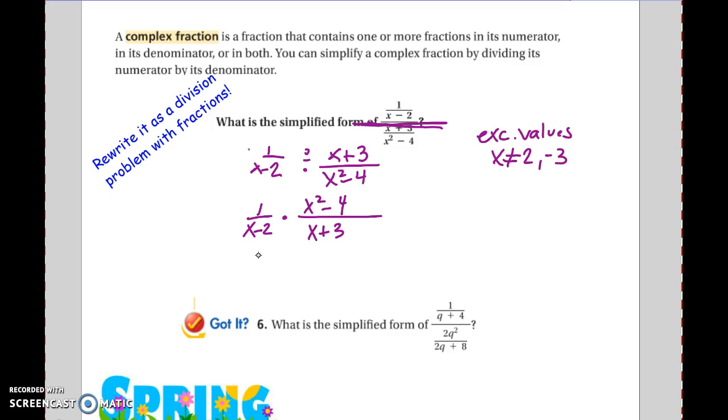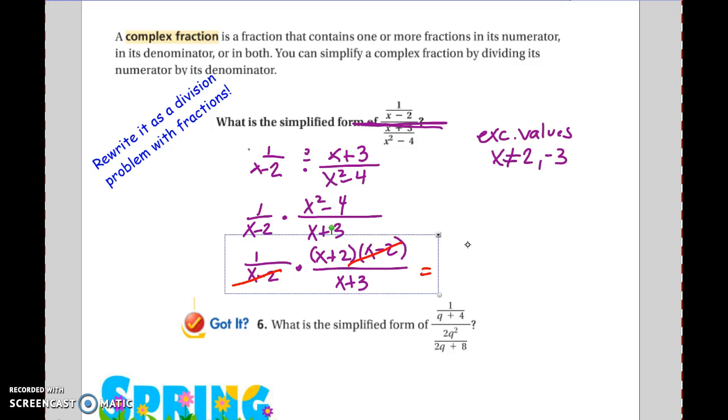Here I can factor because that is difference of squares. And then I can reduce or simplify. So I'm left with x plus 2 over x plus 3, and my excluded values are 2 and negative 3.